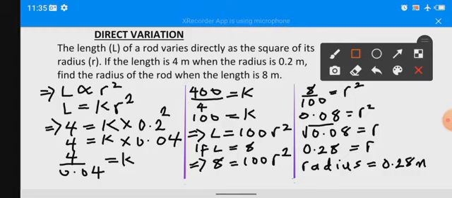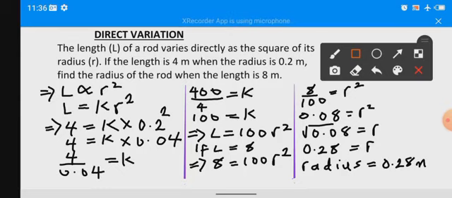Now how do we represent direct variation? We'll be looking into that here and how to use it to solve problems. Now let's use this question before us to address that. It goes thus: the length L of a rod varies directly as the square of its radius.